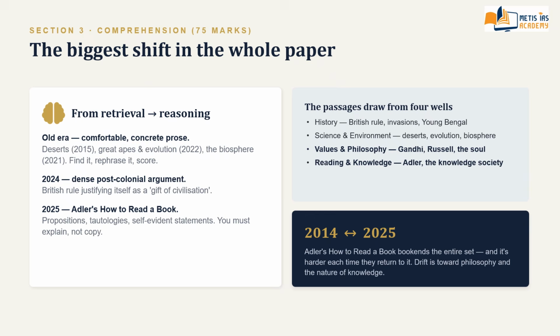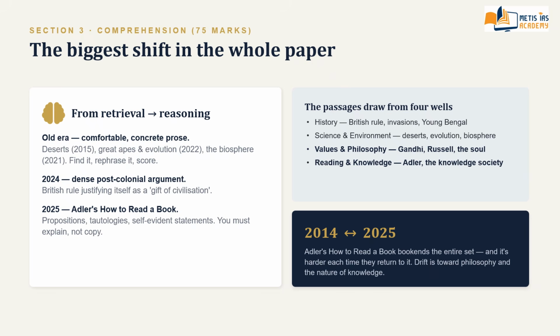They consisted of factual, concrete prose, like deserts and desertification in 2015, great apes and evolution in 2022, the biosphere in 2021. You could find the answer, lift the idea, rephrase it lightly, and score. So that era is ending. Watch the last 2 years carefully because this is the most important shift in the entire paper.